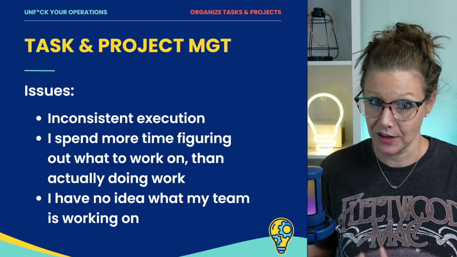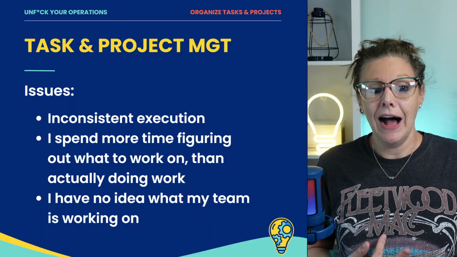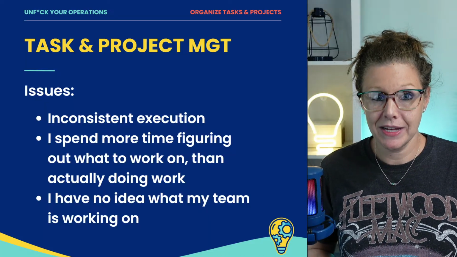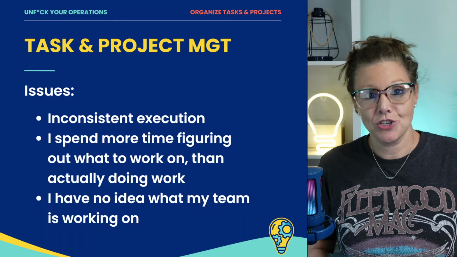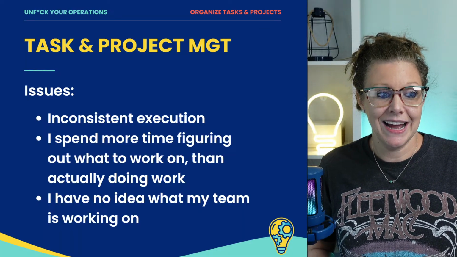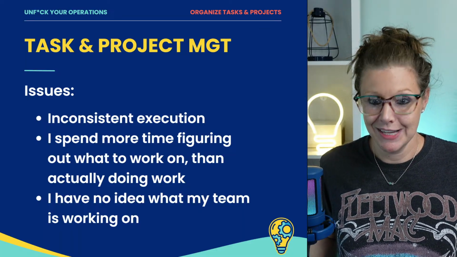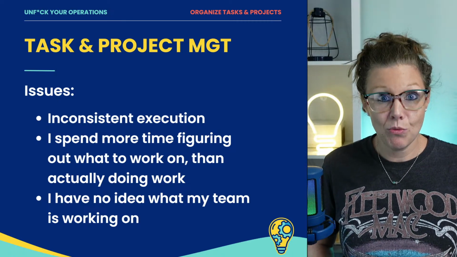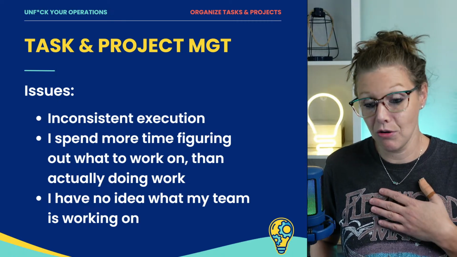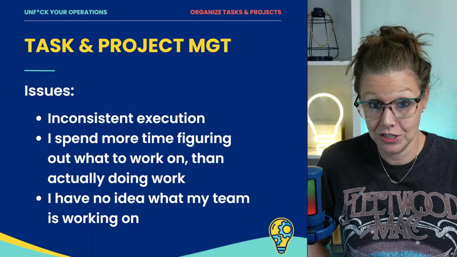Inconsistent execution. I feel like I've kind of already touched on this. Another very common complaint and issue is, I spend more time figuring out what to do than actually doing the work, and I have no idea what my team is working on. So this has several layers to it. It's in me as a business owner, as a leader, as a doer, because you still have to get stuff done.